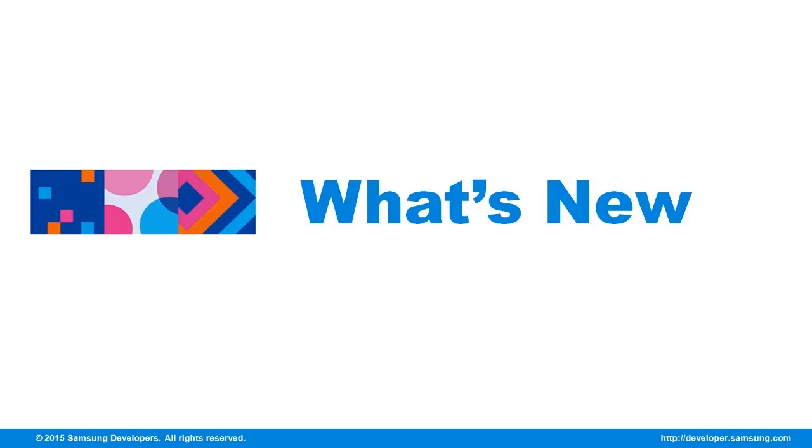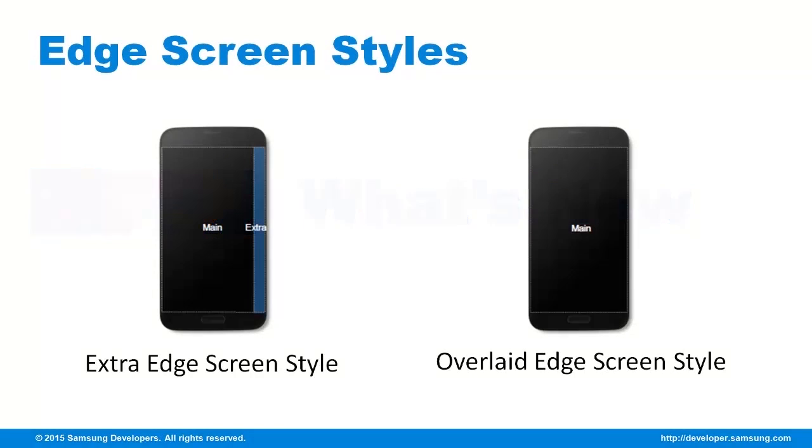Now that we've seen the nifty stuff, let's play around with it. The Look SDK used to be available for devices that have an S Pen, but now the list includes devices that have an Edge screen. For this, we have two styles, the Extra and Overlaid Edge screen styles.